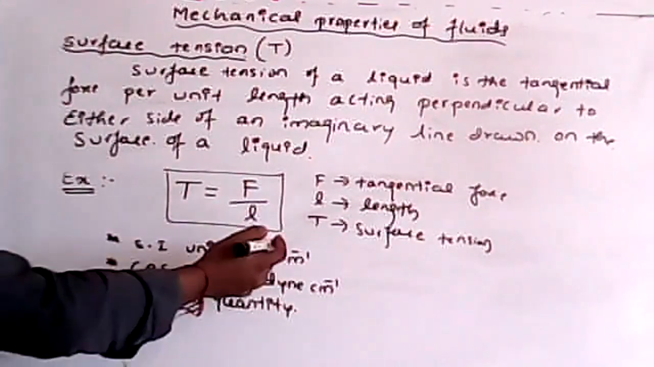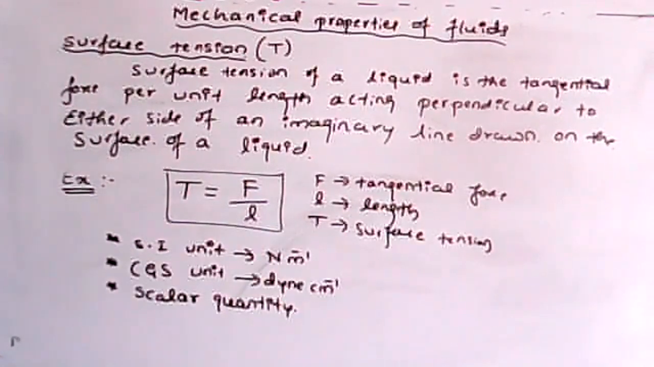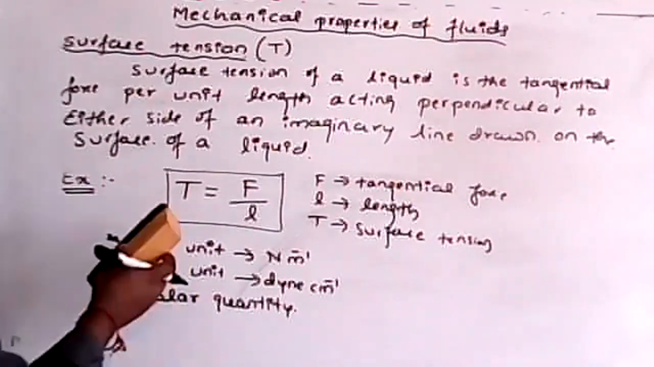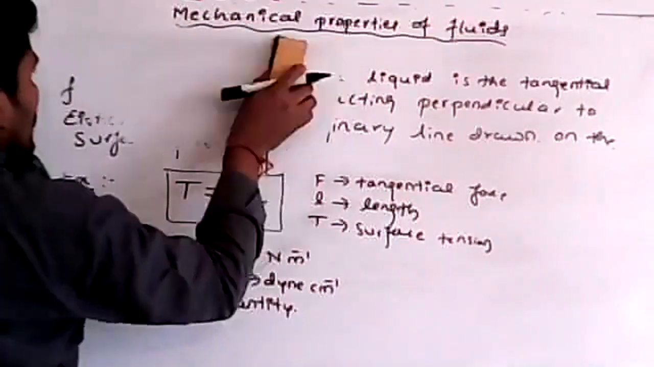Then SI unit I have written, CGS unit I have also written, and it is a scalar quantity. Is it okay, students? Any doubt regarding this now? Anyone? Then we will move to the next one, that is illustration of surface tension.